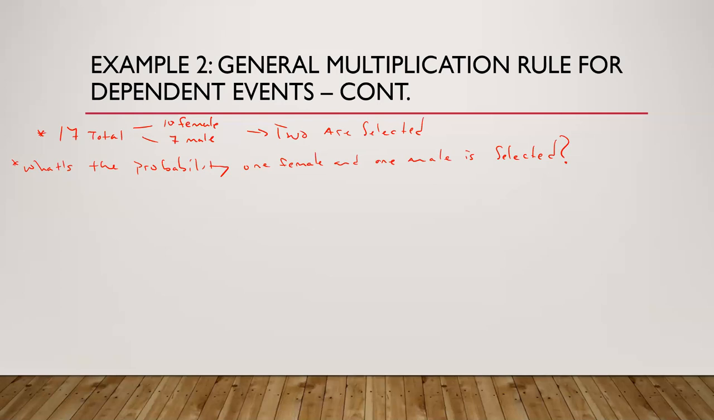Okay, what are the two different ways you could do it? That's the right answer. You can either select male to be first or female to be first. So this is how this problem gets a little confusing with its wording. It's the probability of one male and one female.